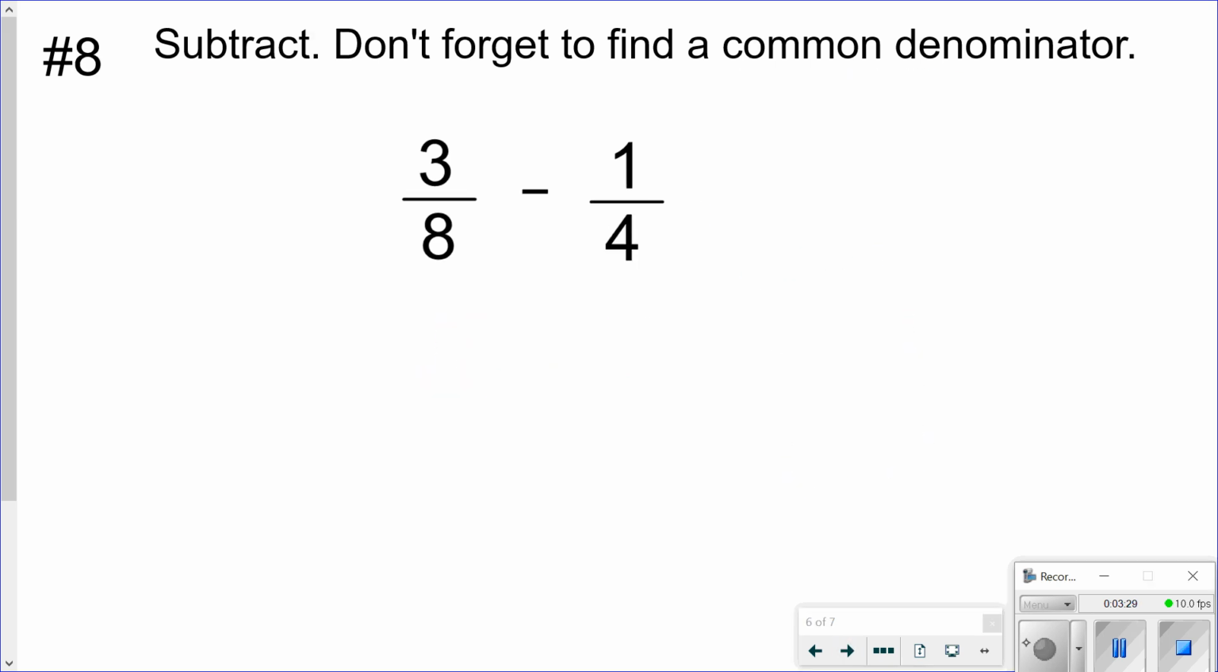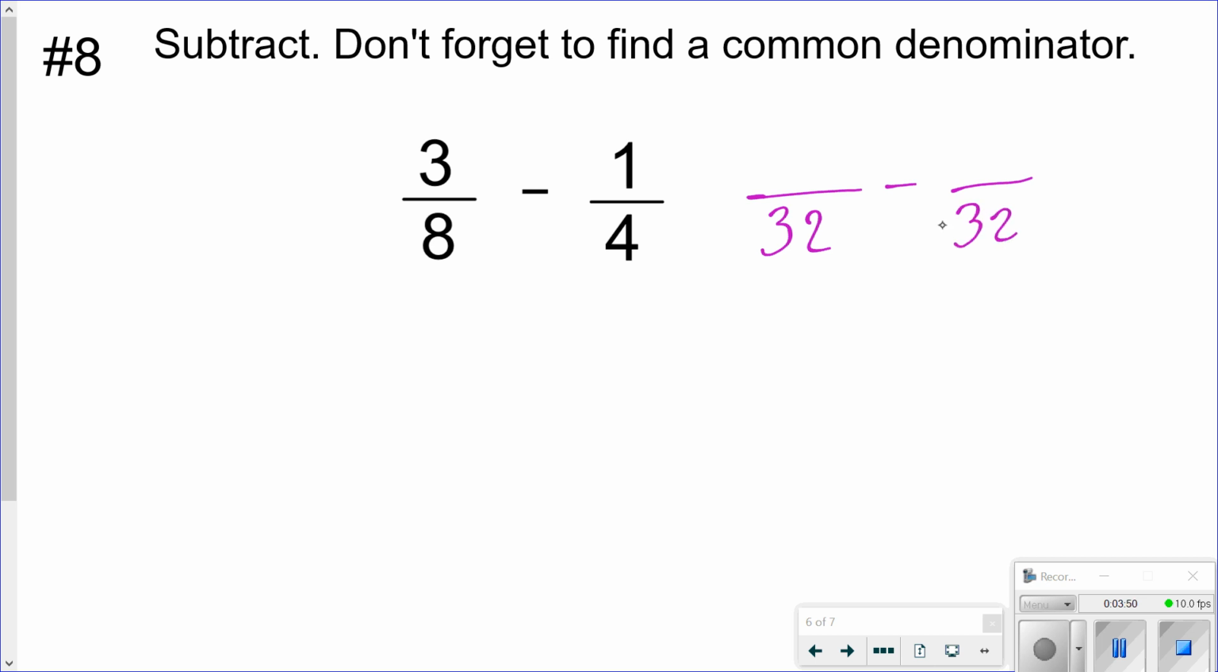Okay, our next question, a subtraction question with common denominators, 3/8 minus 1/4. If you just multiply your 8 and the 4, you're going to get real big denominators. I'm going to go ahead and show you what that looks like so you can see that we probably don't always want to do that. So here's how that worked.